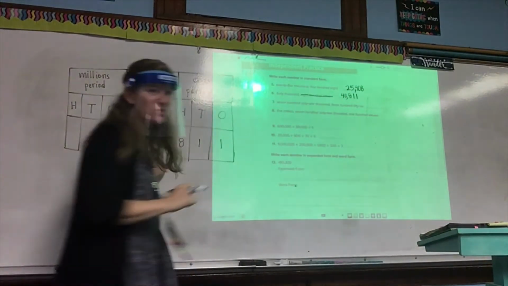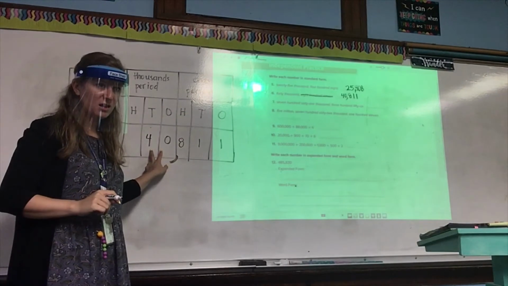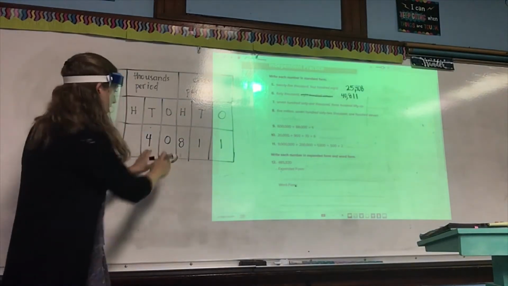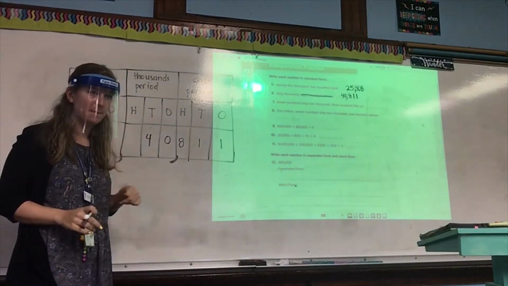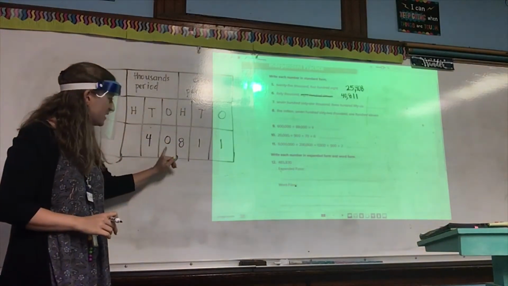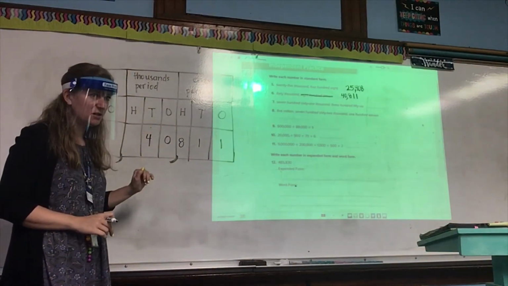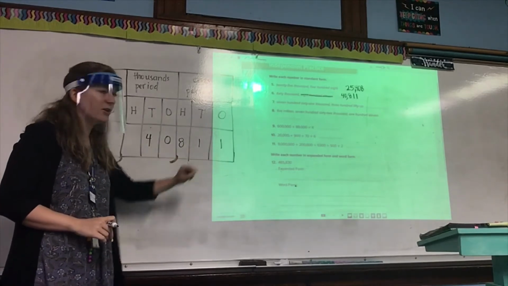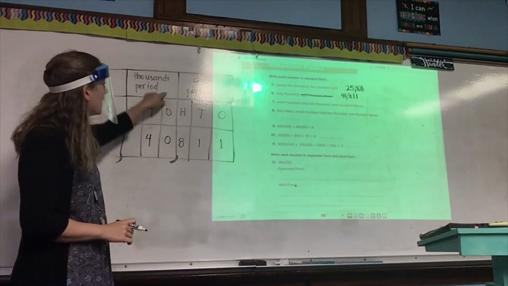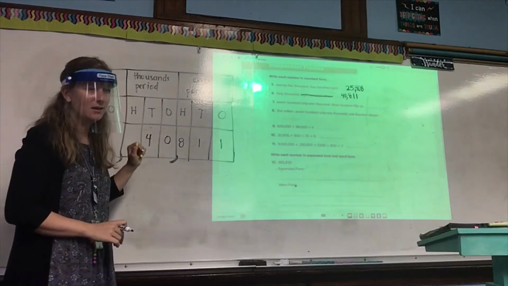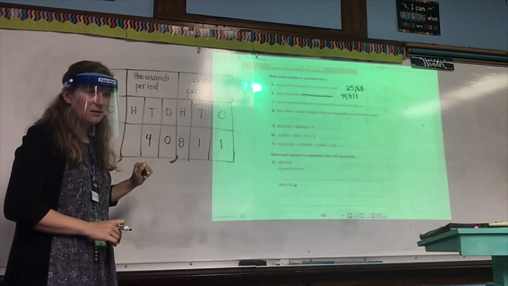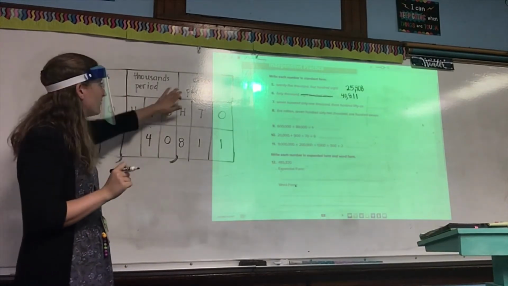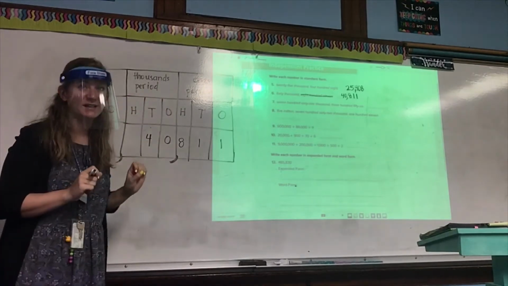But we know, is this worth 40? Is it just worth 40? Like when I show this with 40 ones cubes. No. This means 40 what? 40,000. Very good. Does this mean 811 or does it mean 811,000 or 811 million? 811. Just 811. So it's very important to know what period you're working in.